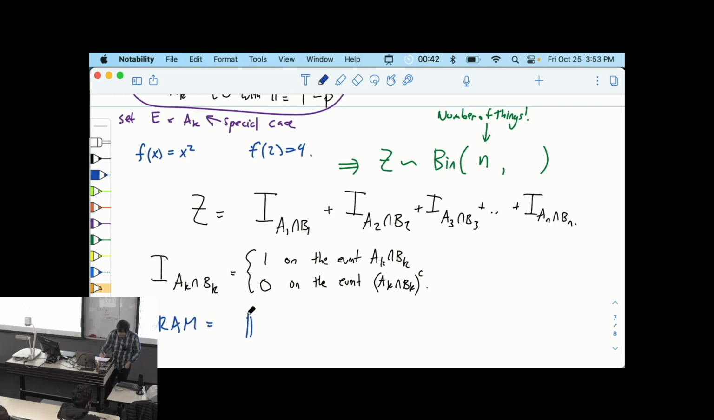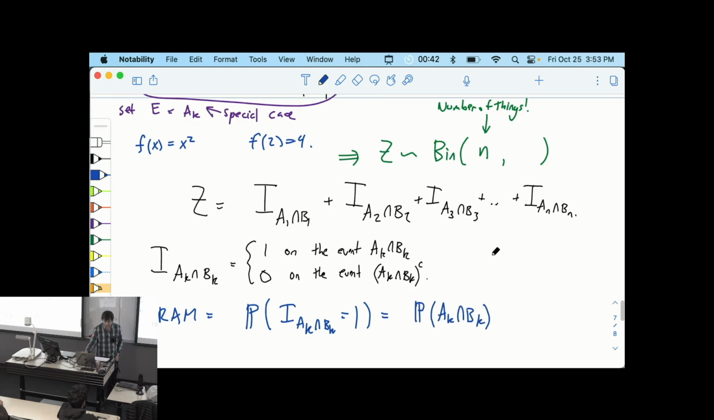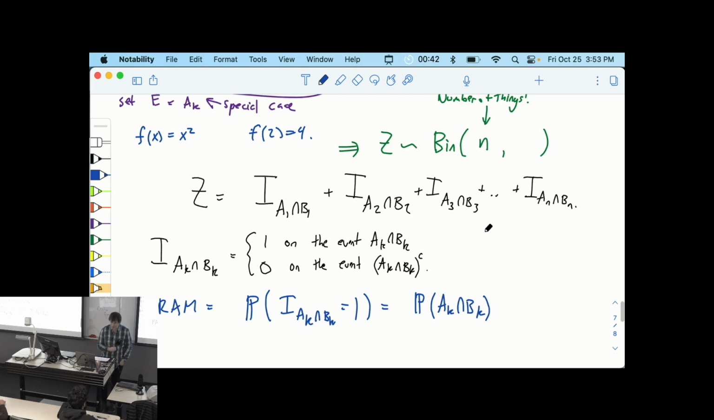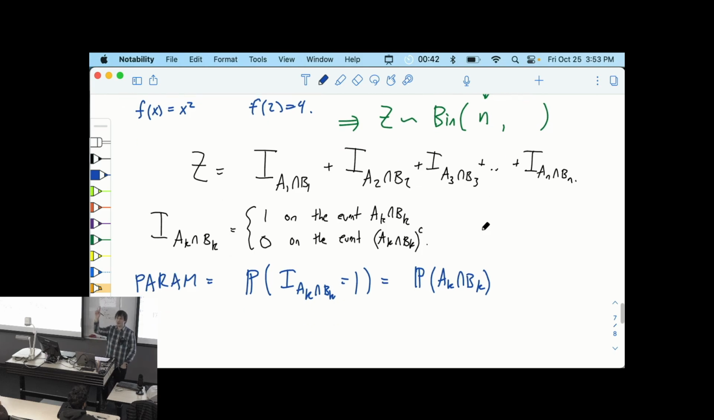So the parameter we're looking for is the probability that this indicator function equals 1. And what is the probability? Well, it's the probability, exactly, of AK intersect BK, right? So if Alice finds it and Bob finds it, that's the probability we're looking for. Then it's 1. Otherwise, it's 0. What is this probability? You have to do one trick to solve this probability. You must use independence.